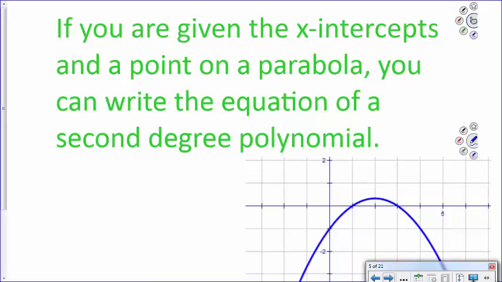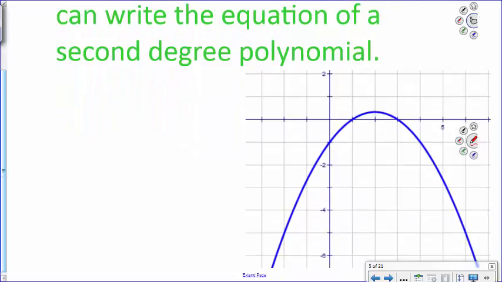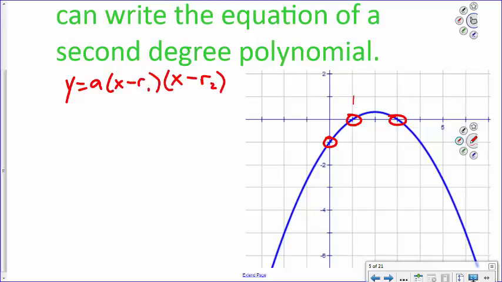So if you're given the x-intercepts and a point on the parabola, you can write the equation of a second-degree polynomial, right? And we want to use factored form. Whenever we know the roots, we want to use factored form. So here's one root, here's another root, and here's a point on my parabola. So let's start with factored form. So y equals a times x minus r1 times x minus r2. So I got a root at 1 and a root at 3. So we'll say y equals a, x minus 1, x minus 3.